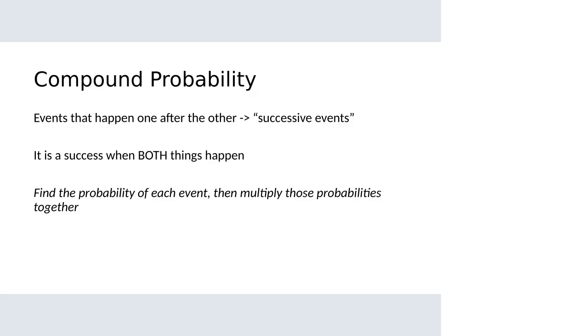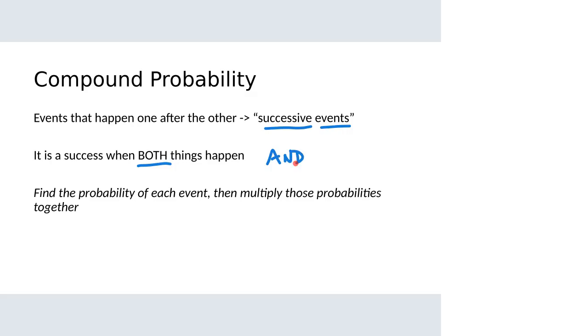Compound probability is when we have events that happen one after the other. Because these things happen in succession, it's common for us to call those successive events. So when we say successive events, we're talking about one thing that happens, and then after that, another thing happens. It's important to keep in mind that we only have a success when both things happen. So in order for us to have a success as far as calculating probability is concerned, the first thing has to happen and the second thing has to happen.